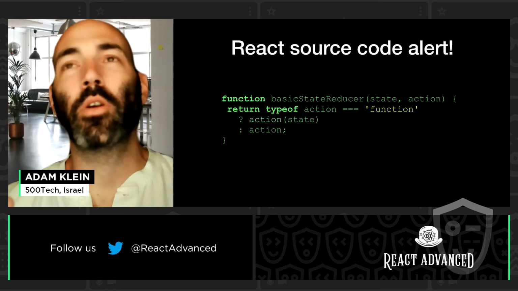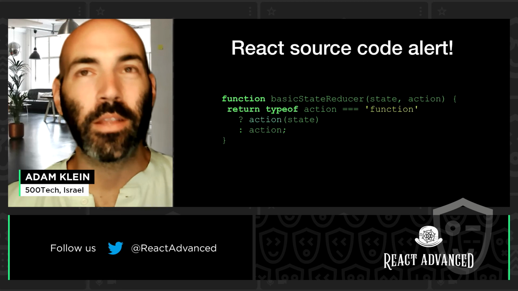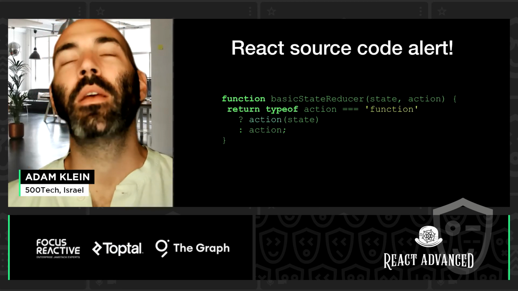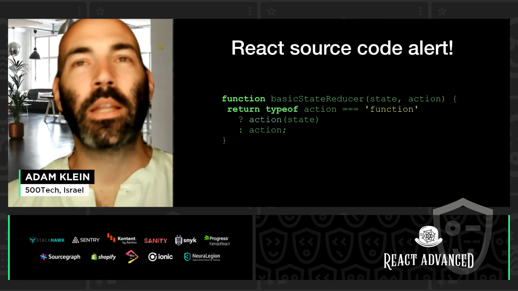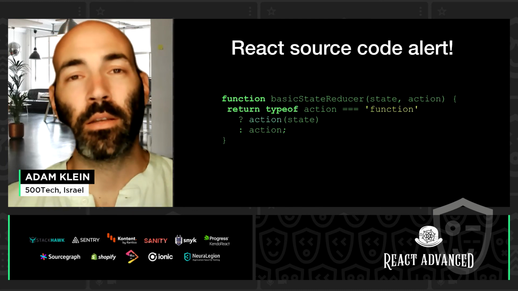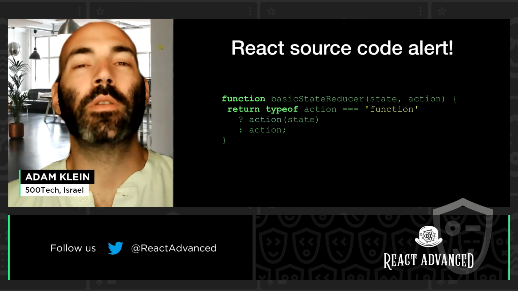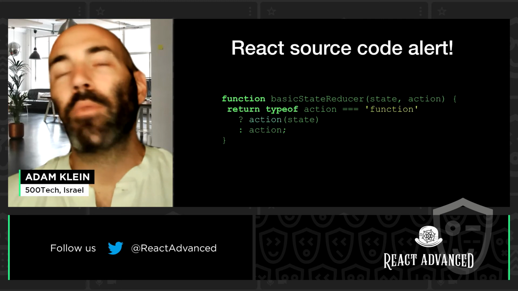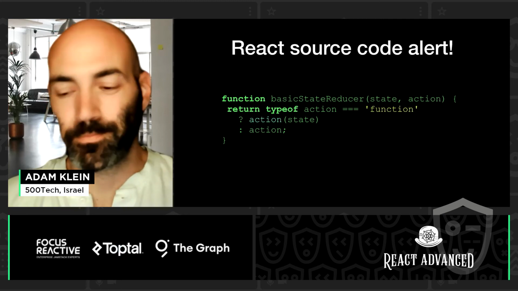So this is actual code from React. This is the reducer that useState uses. It's called basicStateReducer. It takes the previous state and the action, and then it checks if the action is a function, which means we passed in an updater function. It calls this action with the previous state and returns the result. Otherwise, we just passed in the new value, so it just returns the new value.